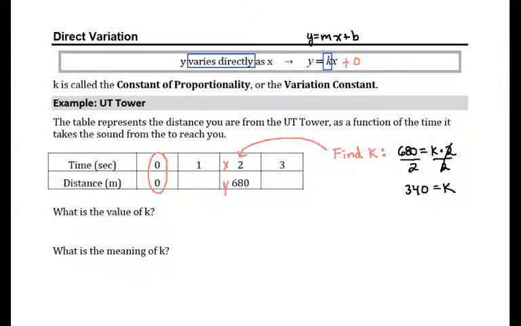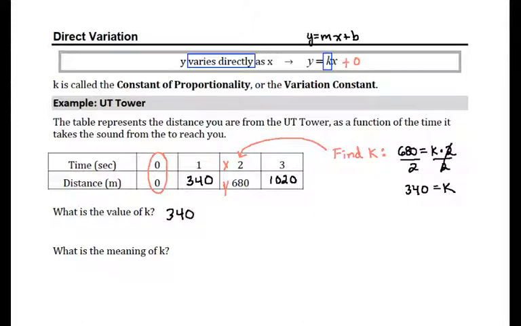I can either plug these x values in to find out what y is, or just see that each time x increases by 1, y increases by 340, and figure out these two values. 680 plus 340, I believe, is going to be over 1,000. It's 1,020. So the value of k is 340.